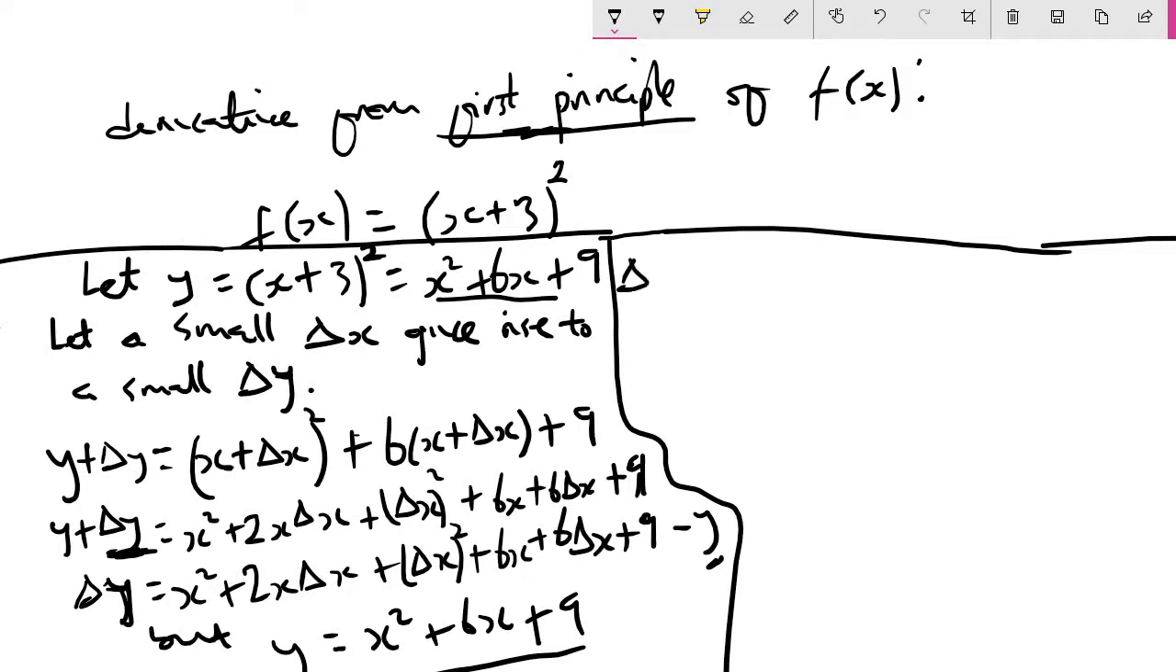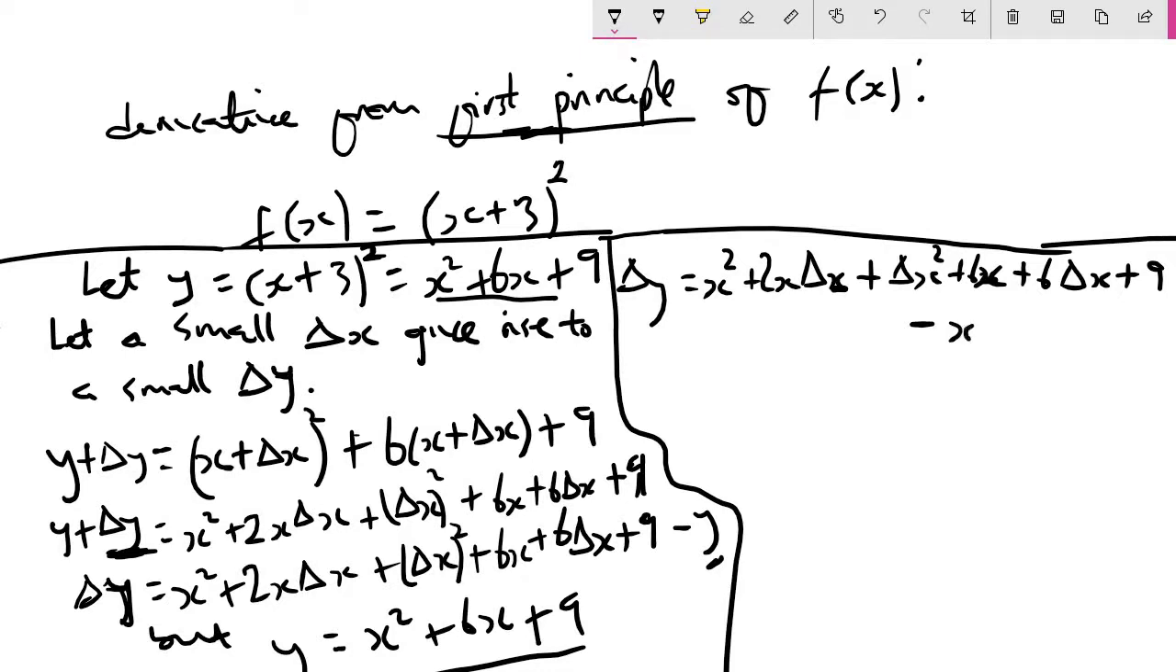Okay, so change in y is equal to x squared plus 2x change in x plus change in x squared plus 6x plus 6 change in x plus 9 minus (x squared plus 6x plus 9). Now we open this bracket.